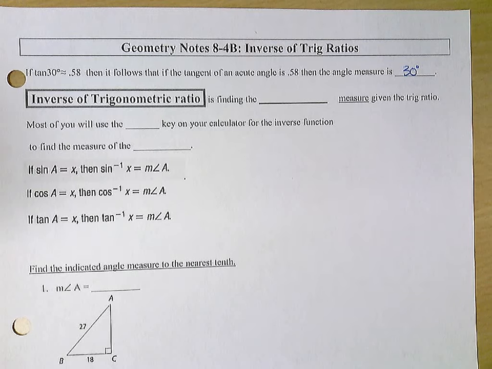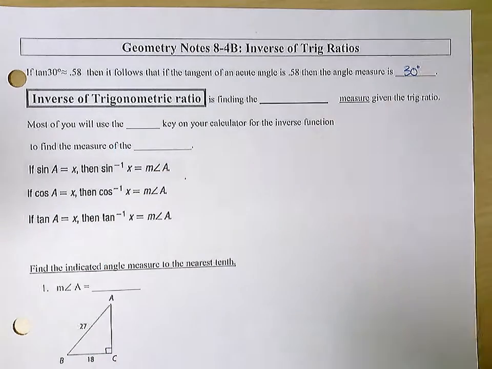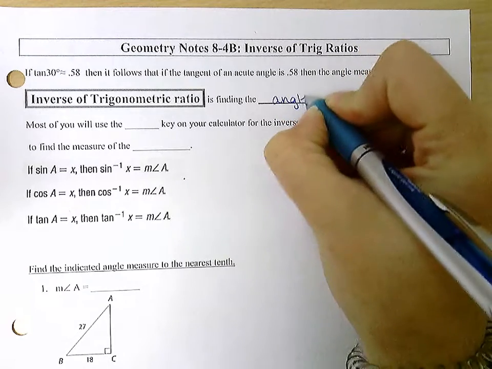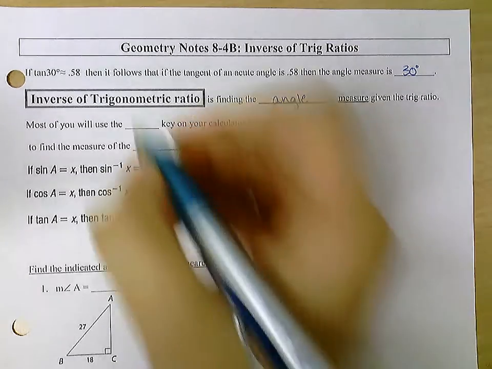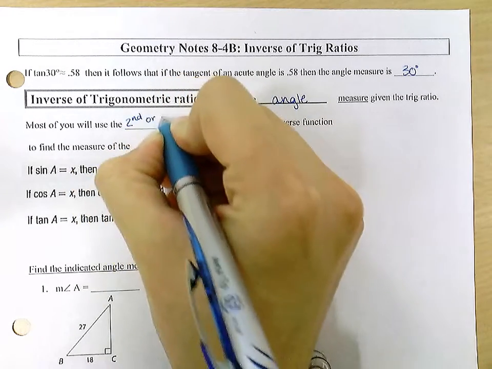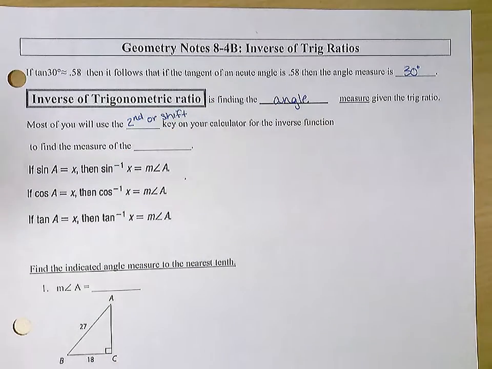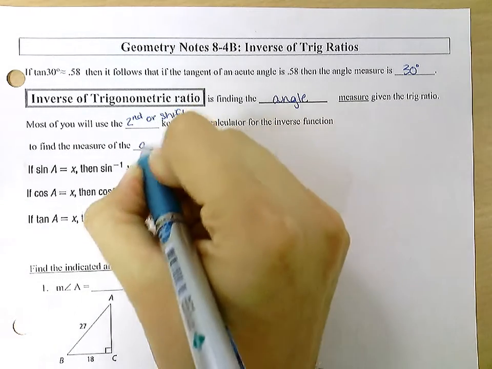So what we're doing with the inverse today is actually finding the angle measure instead of the side measure. Okay, so we use this inverse to find an angle measure, not a side. So the inverse of a trig ratio is finding the angle measure given that trig ratio. So most of you will use the second or shift key on your calculator for the inverse function. Okay, so second or shift key, to find the measure of the angle.